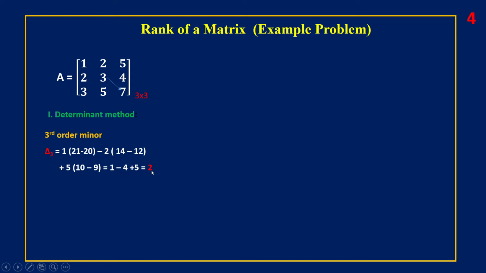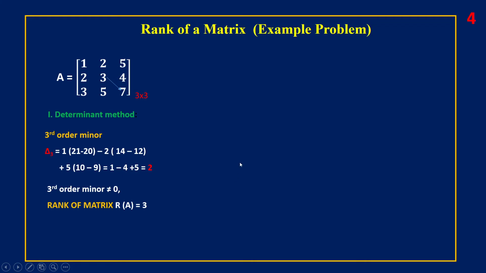So here the third order minor is not 0. It is a non-zero condition. Non-zero condition means we can conclude the rank of the matrix as 3 itself. There is no need to check with the lower order minors. Here itself we can conclude that the rank of the given matrix is 3, because the highest order, third order minor, is not equal to 0. So this is about the determinant method for this matrix.